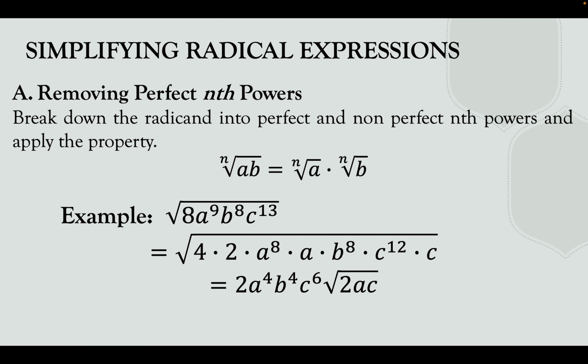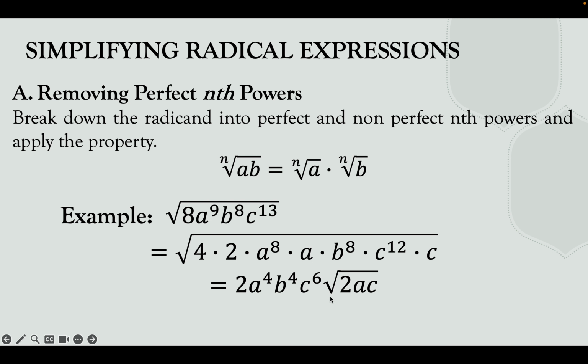Since we can now simplify this one, the square root of 4 is 2, the square root of a raised to 8, 8 divided by 2, so we have a raised to 4. And then b raised to 8 divided by the index, the square root of b raised to 8, we have b raised to 4. And then c raised to 12, the square root of c raised to 12, we can simplify this one. 12 divided by the index, so we have c raised to 6.